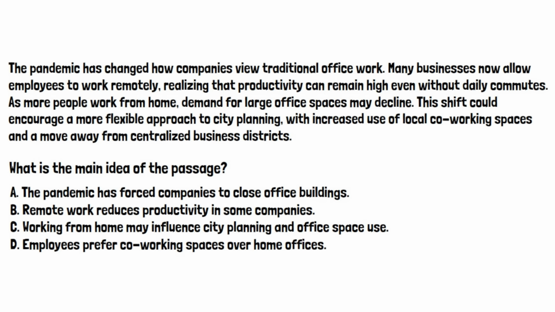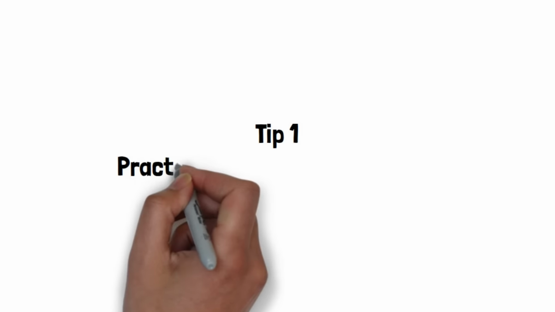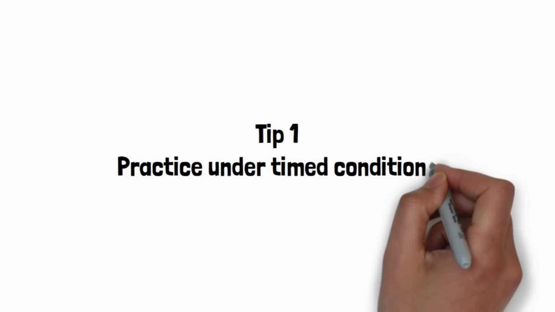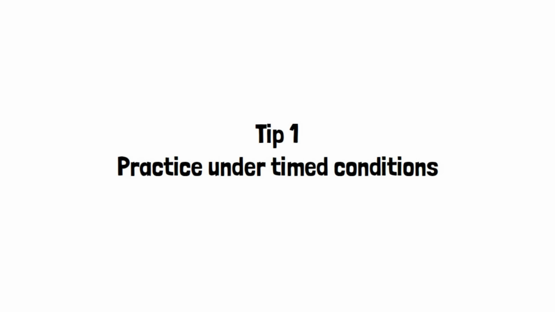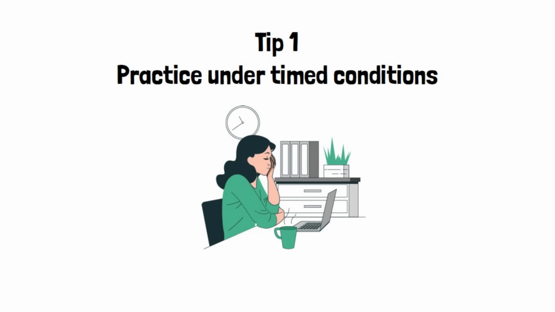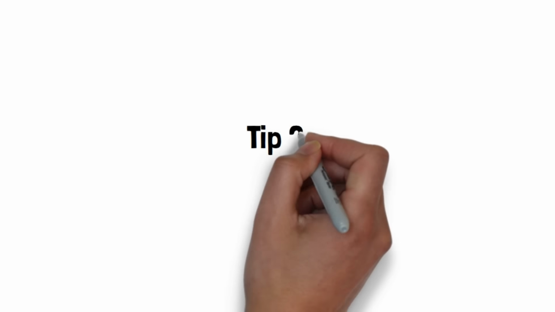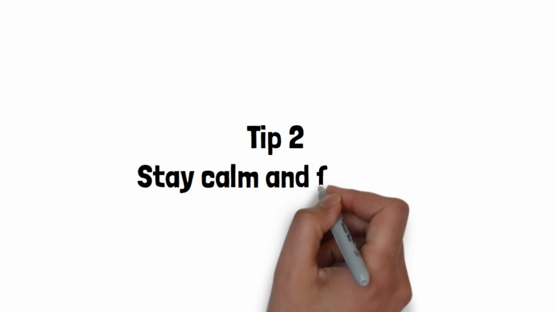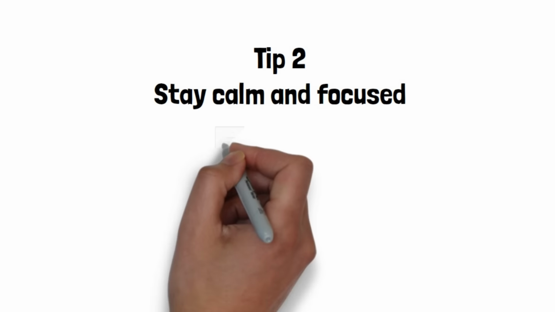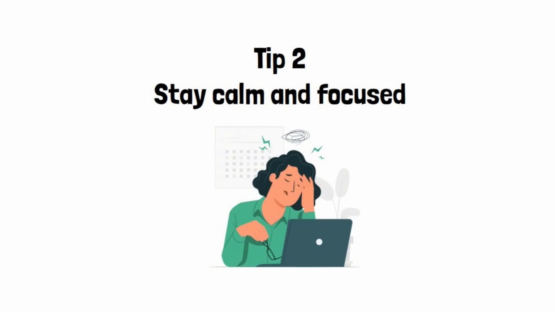Tips to successfully pass your Cubiks test. Tip number 1. Practice under timed conditions. Both the intermediate and advanced tests are timed, so practicing with a clock ticking will help you get used to the pressure. Tip number 2. Stay calm and focused. If you find a question too challenging, don't dwell on it. Move on and come back to it later if you have time.